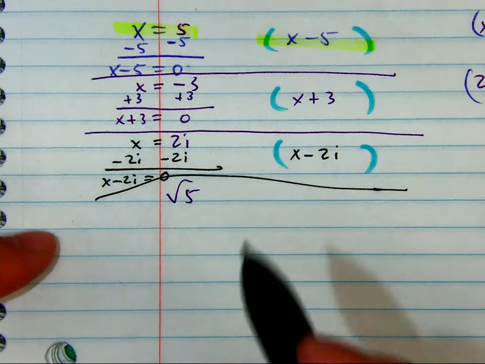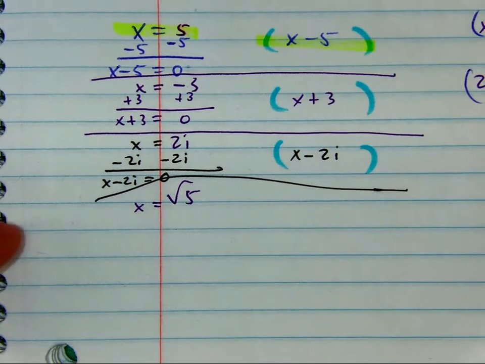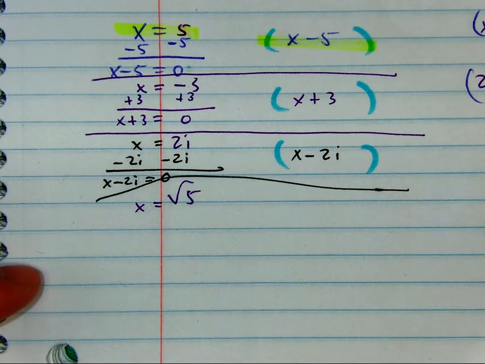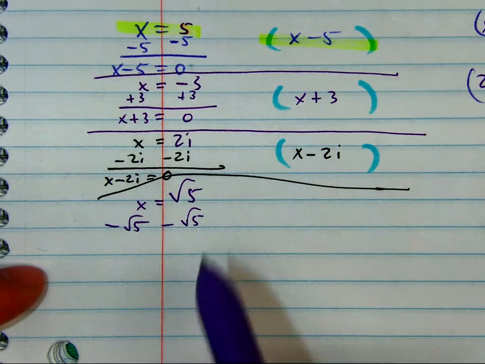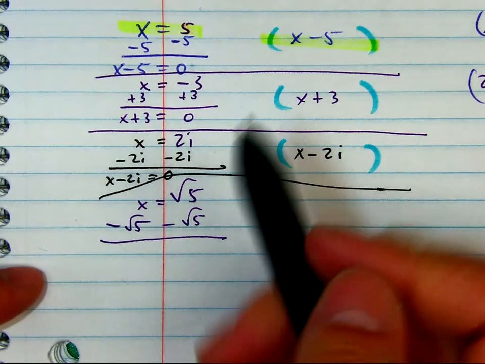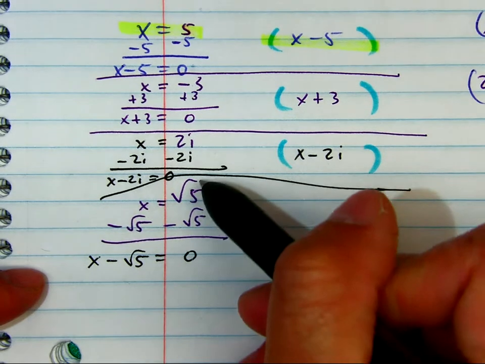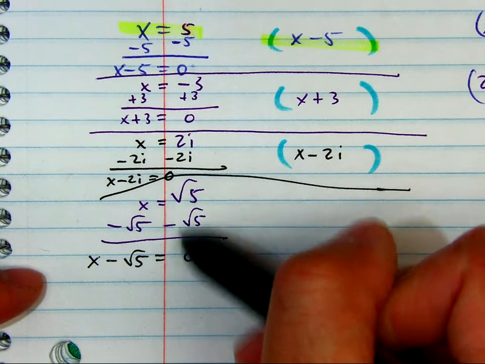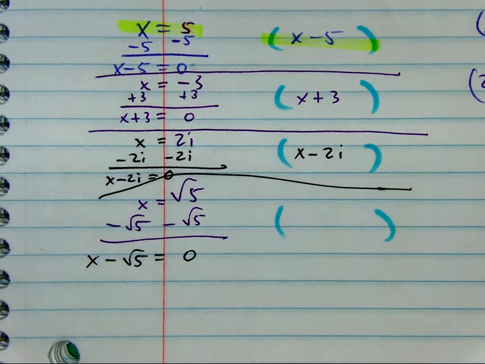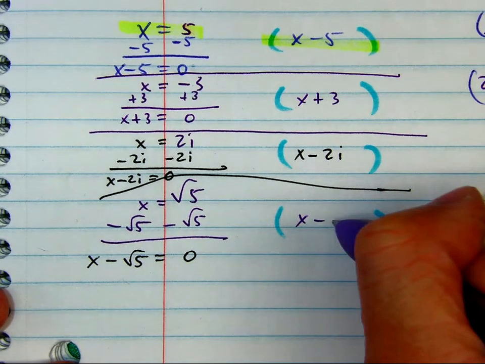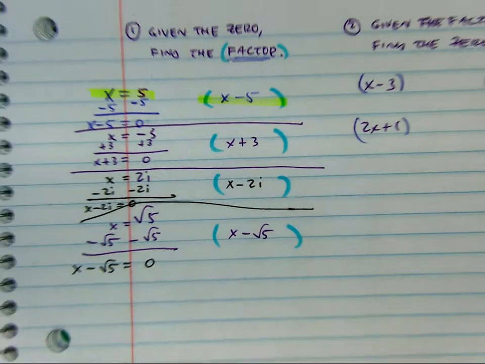I have radical 5. What do I do? How do I set it equal to 0? Minus radical 5. What do I get? Equals 0. So in this case, canceling is 0. And what is my factor? X minus radical 5. Okay, so those are going from zeros.